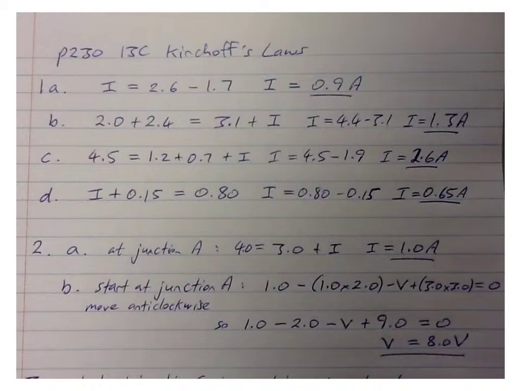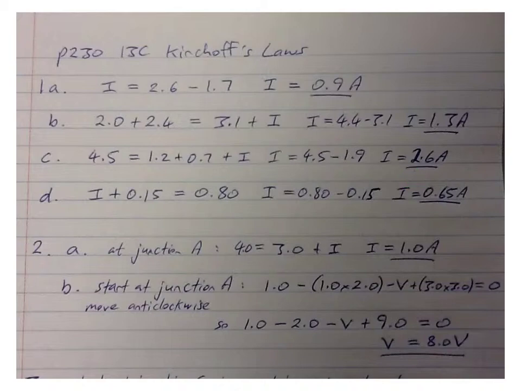Part C, in this case, we have 3 currents flowing out and just 1 current going in. The one current going in is 4.5. That must be equal to the sum of the 3 currents going out, 1.2 plus 0.7 plus the unknown value I. So solving for I, we get 4.5 minus 1.9, which gives us 2.6 amps.